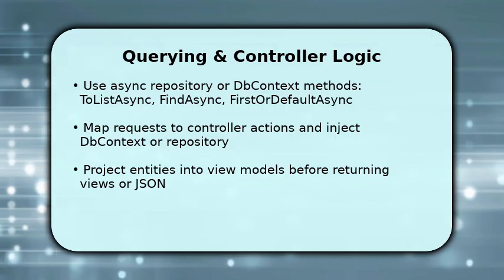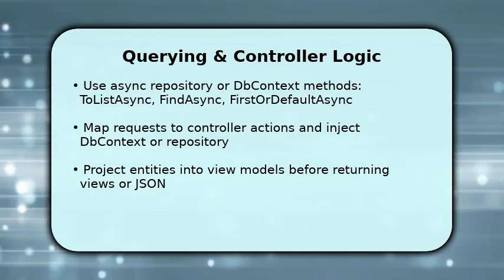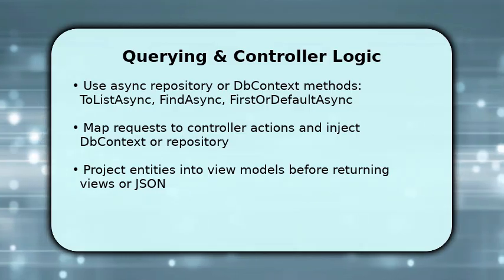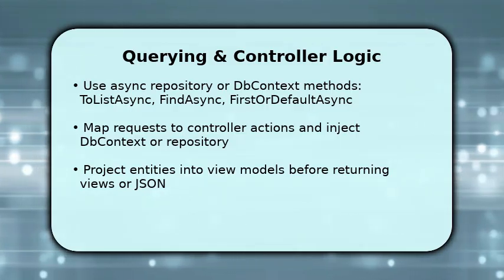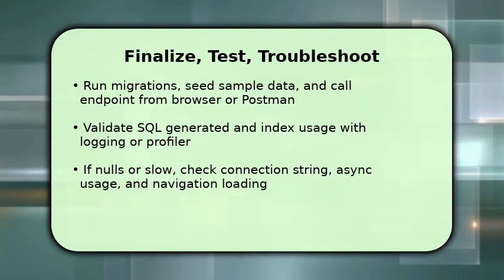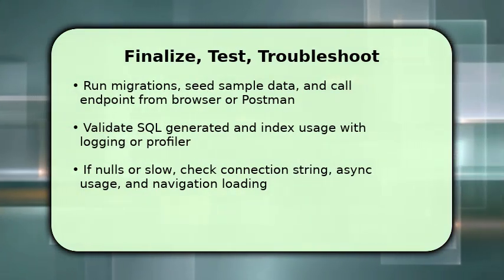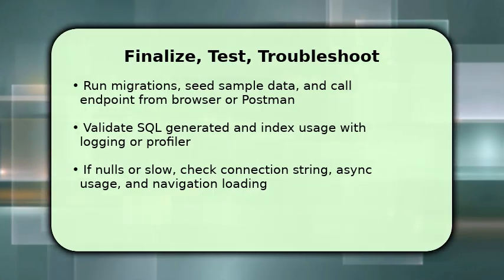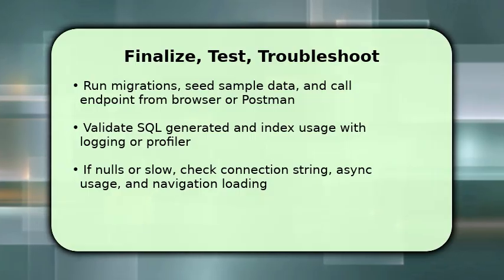Once your action returns a view or JSON, use model binding and AutoMapper or manual mapping. This improves performance and avoids exposing internal fields. Finish by running migrations and seeding data so you have content to fetch. Then call your endpoint from a browser or Postman and confirm the view or JSON contains expected fields.